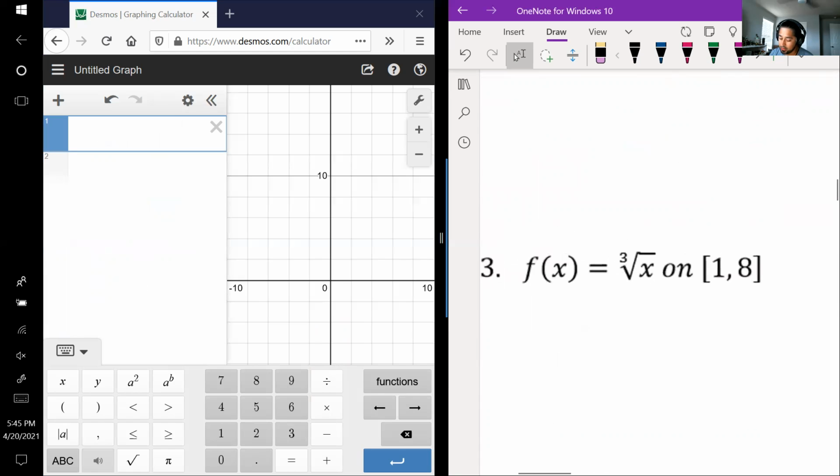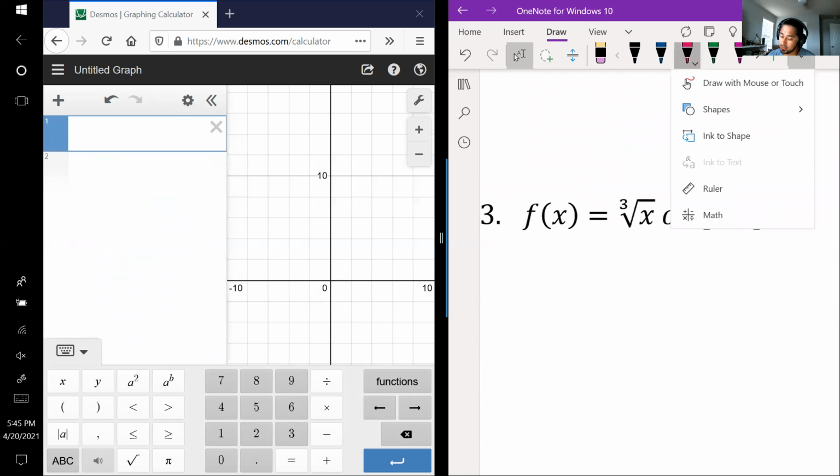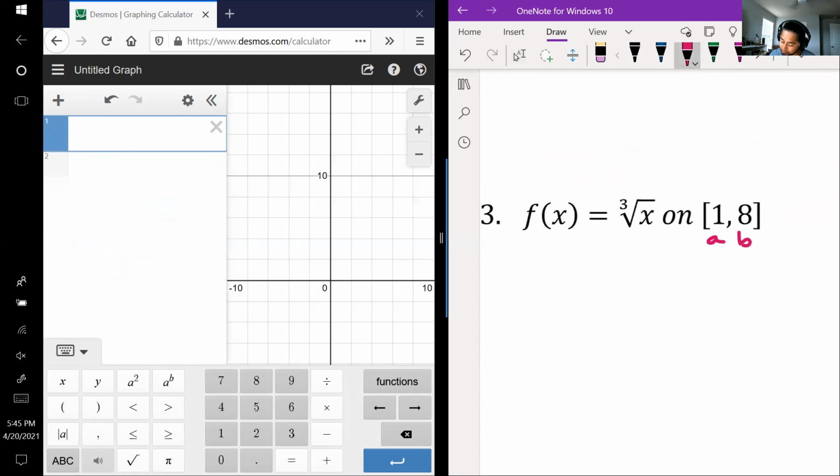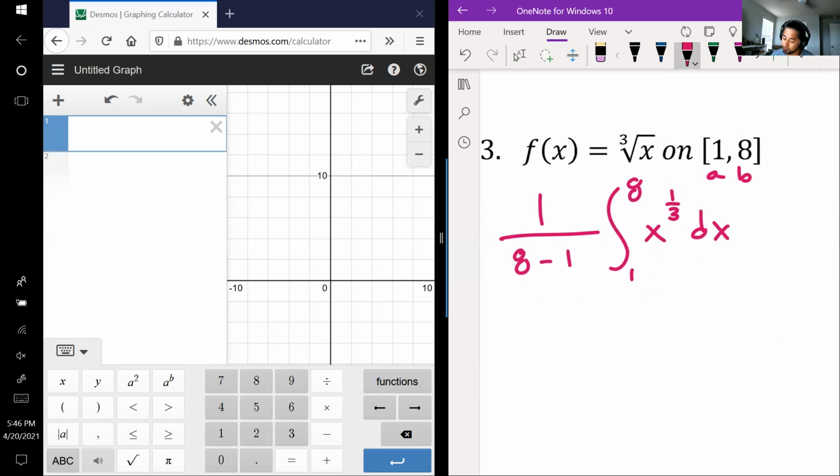Okay. 3. F of x equals the cube root of x from 1 to 8. So again, let's set up that integral. Here's a, here's b. And we get 1 over 8 minus 1 times the integral from 1 to 8 of the cube root of x. So since this is a cube root, we have to rewrite it as a power. So it's going to be x to the 1/3 dx. Okay, there it is. It's set up, which means we can find the antiderivative by power rule.